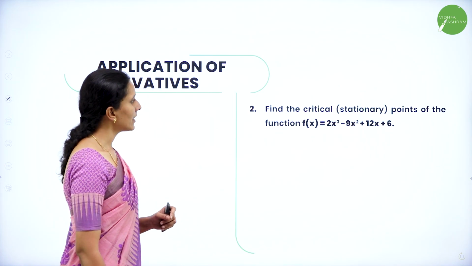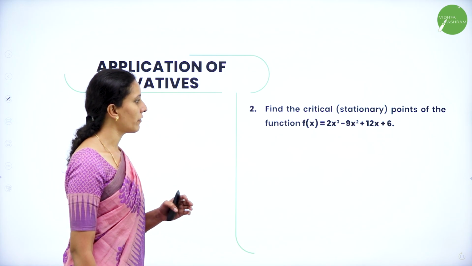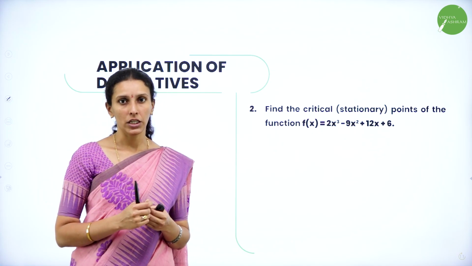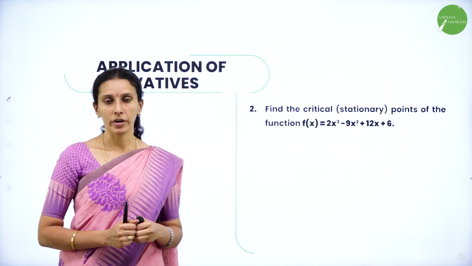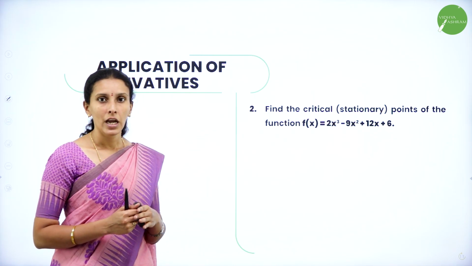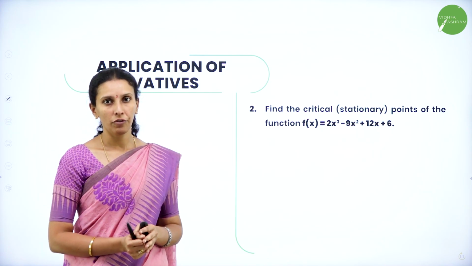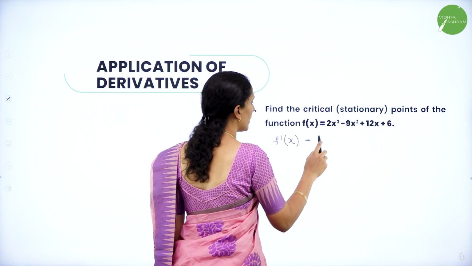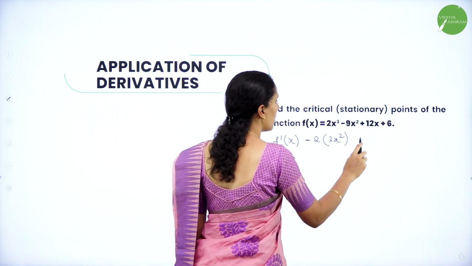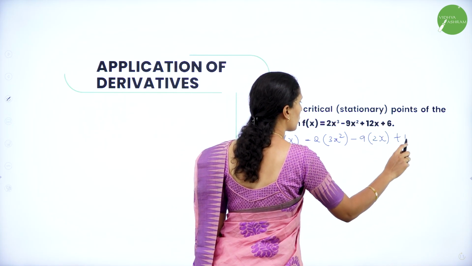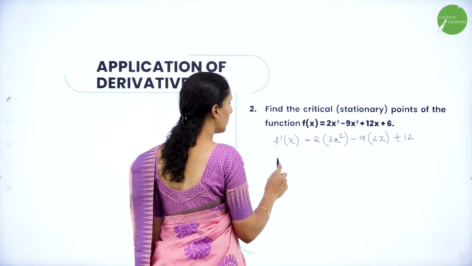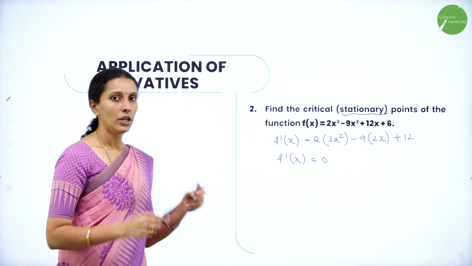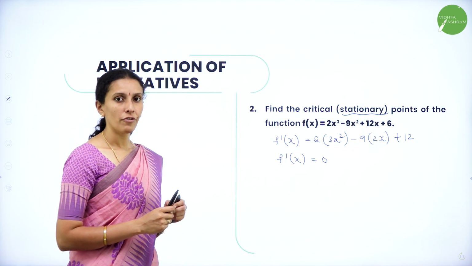Next one, find the critical or stationary points of the function f of x equals 2x cube minus 9x square plus 12x plus 6. When we say the given function is stationary, we will get a critical point. So a function is stationary at the point where the derivative of the function is 0. So clearly, let us find f dash of x. It is 2 into 3x square minus 9 into 2x plus 12. So here we put f dash of x equal to 0, because we have to find the stationary point.